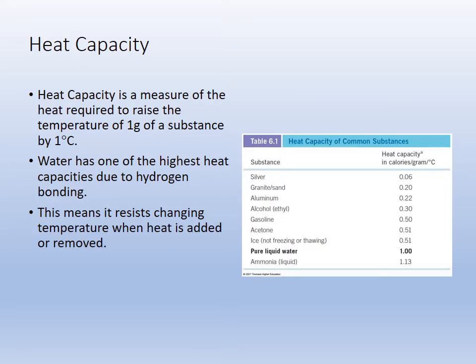So we call that heat capacity, and you can see right here, liquid water takes a lot more heat to raise 1 calorie or 1 gram. So water's 1. Take a look at granite and sand, which our beaches are made of, 0.2. So the land heats up a lot faster. It only takes 0.2 calories to heat up land. It takes a full calorie to heat up water.